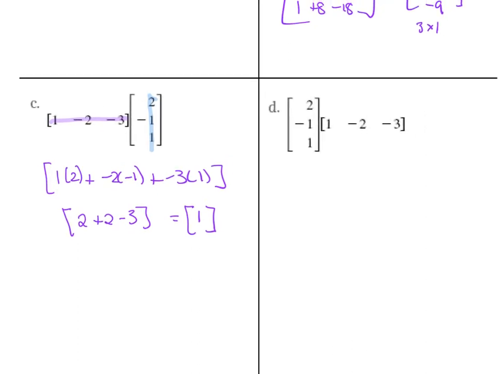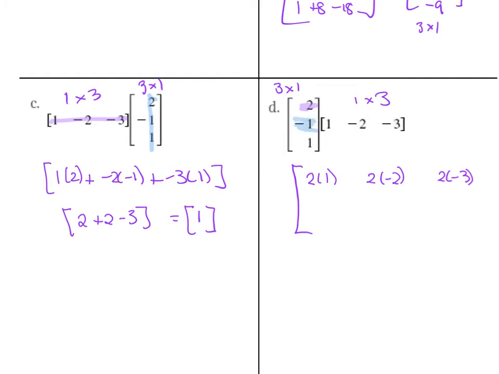Letter D, let's go the other direction. What if we flipped it? So we did a 1 by 3 times a 3 by 1. So now we're doing it the other way. So a 3 rows by 1 column, and then a 1 row by 3 columns. And so how this works is you take each row. So we're going to start with the row, 2. And so this is 2 times each column. So 2 times 1, and then we have 2 times -2, and then we have 2 times -3. Right? So you have to do each column.